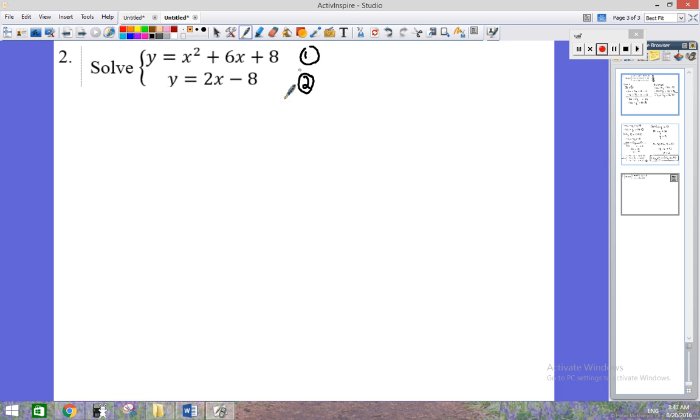Now, this elimination method is not going to work because we'll never be able to eliminate that quadratic term without, if you introduce multiplying x by both sides, then you have an x times y.